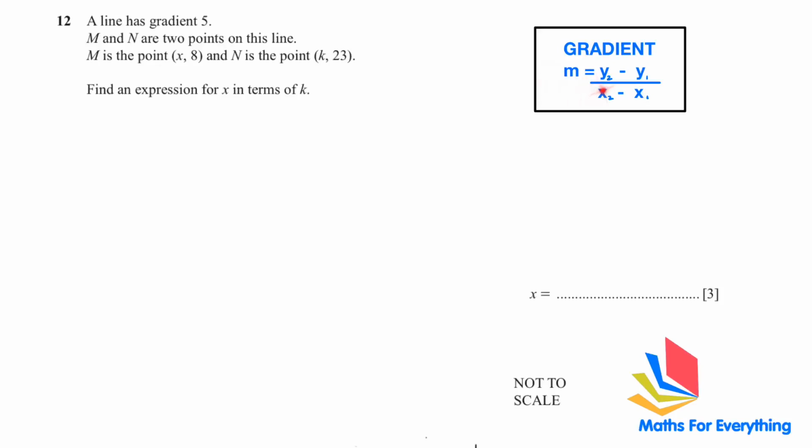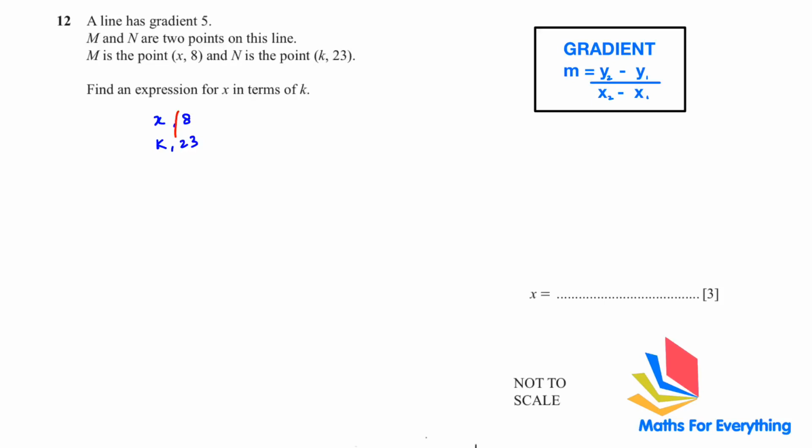Question number 12. A line has gradient 5. M and N are 2 points on this line, and we have been given the coordinates of M and of N. Find an expression for x in terms of k. Because the gradient has been given to us, we are going to use the gradient formula, which is gradient is equal to y2 minus y1 over x2 minus x1. Let's write down the points. M is (x, 8) and N is (k, 23).